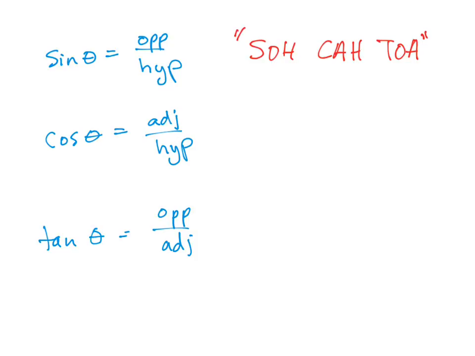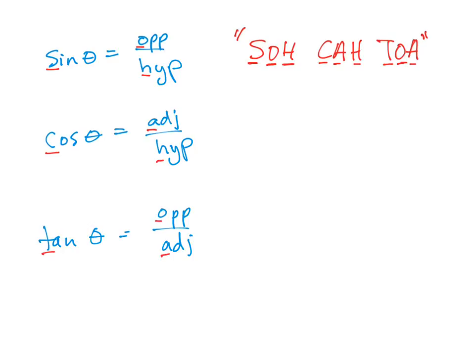All right, and what this means is, well, sine is opposite over hypotenuse. So sine is opposite over hypotenuse. That's where the SO comes from. CAH comes from cosine adjacent hypotenuse, and then TOA is tangent opposite adjacent.